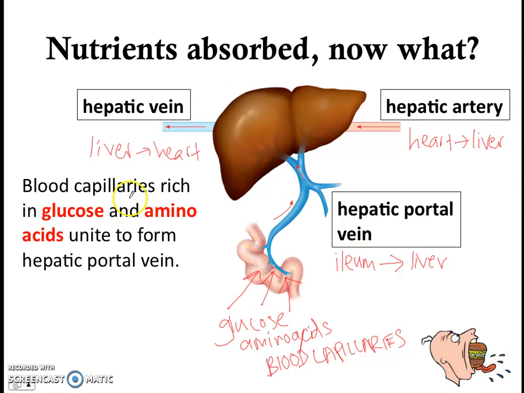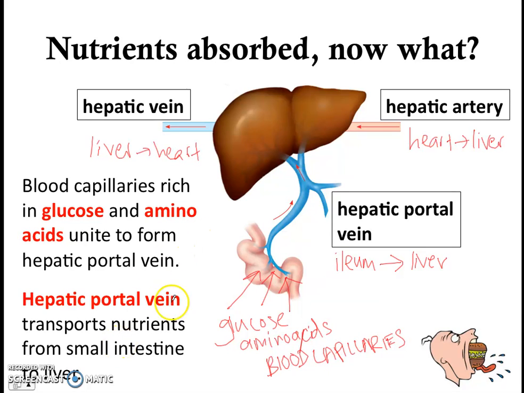And as I've already said, blood capillaries that are rich in glucose and amino acids will join together to form this vein, and the nutrients will be transported from the small intestine to the liver. So immediately after your meals, this hepatic portal vein is just packed. It is full of nutrients, right? Glucose and amino acids. Now take note, there is no glycerol, there are no fatty acids, right? These are the digested products of fat, and you will not find these in the hepatic portal vein. We'll talk about that a bit later as well.